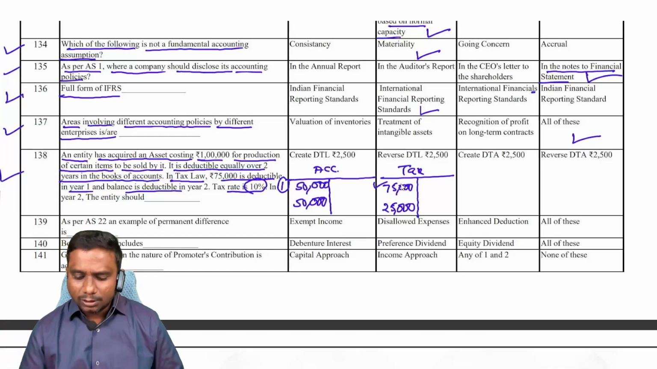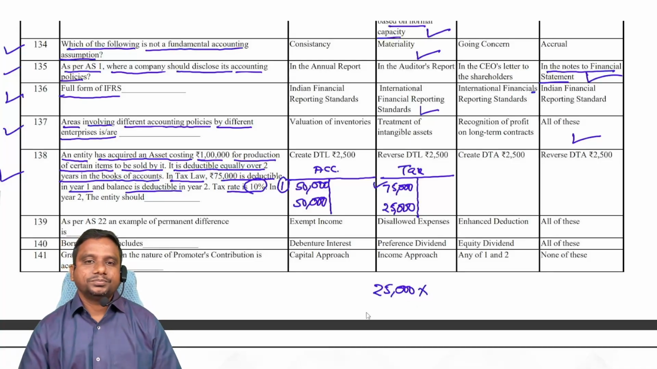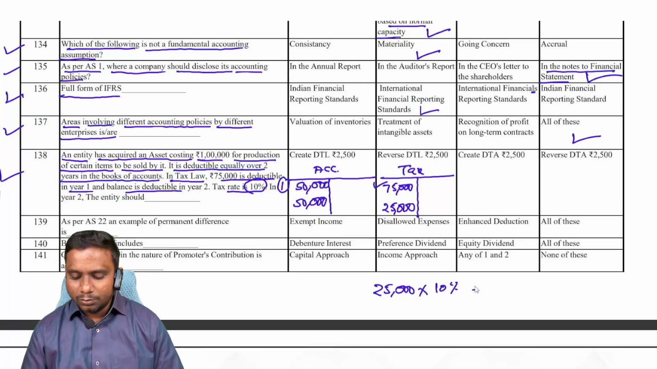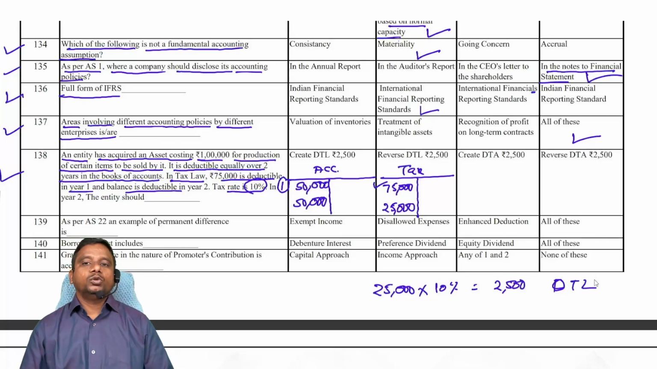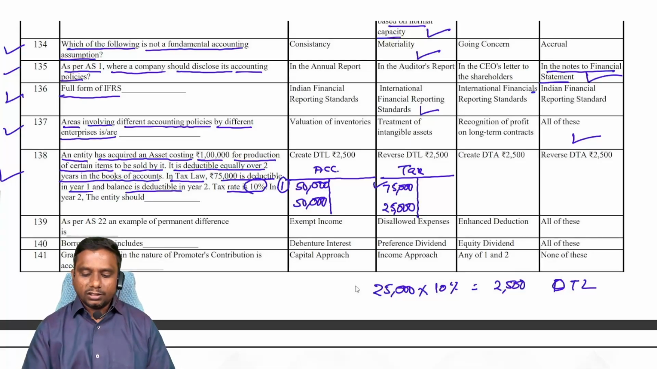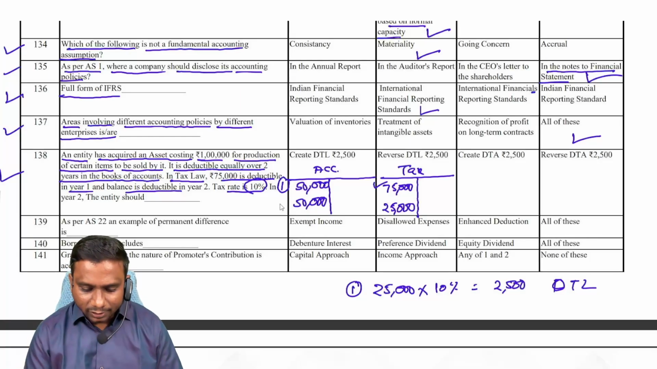What is the difference of income we have? Difference of income we have is 25,000. On that, what is the tax rate? 10%. So we have to create deferred tax liability, DTL, of 2,500 for the first year. Yes or no, students?